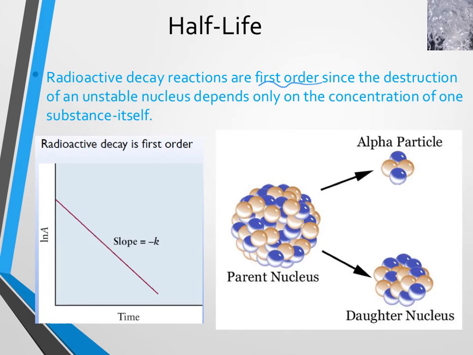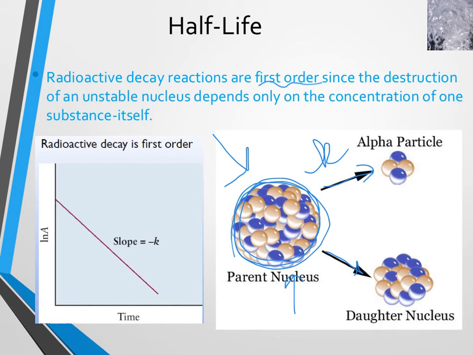Well, because if you imagine an unstable nucleus, unstable atom, which we really have shown right here, it doesn't depend on how much of that unstable atom you have. The fact that it's going to decay only depends on the rate constant itself. No collisions need to happen for it to decay. It just sits there and falls apart. So that's a classic first order. It means it doesn't depend on anybody else. It depends on its own self.